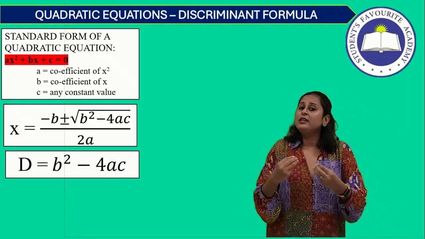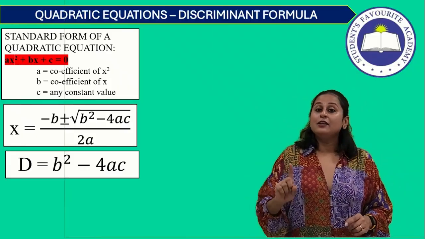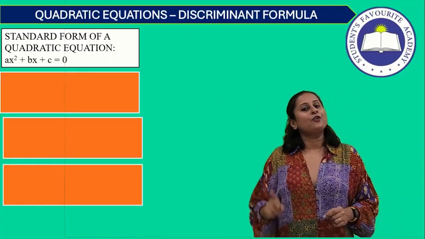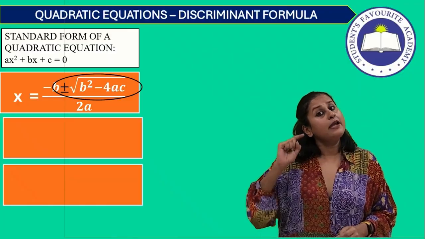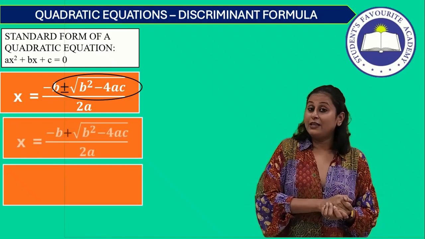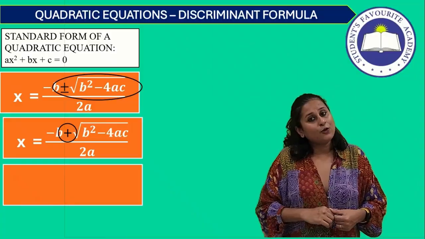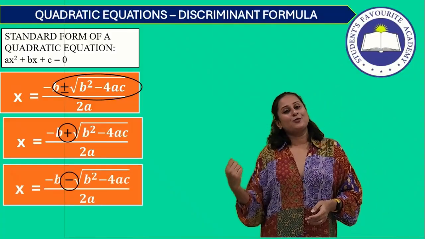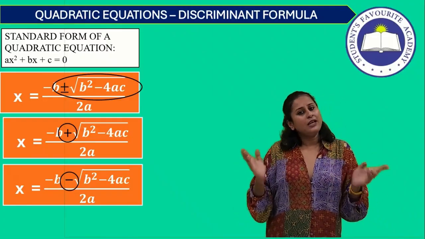Discriminant is the unique value which gives us two roots of the equation, because the equation again, what is it? Minus b plus or minus square root of b square minus 4ac whole upon 2a. So the first root that we get will be minus b plus square root of b square minus 4ac upon 2a, and the second root will be minus b minus square root of b square minus 4ac upon 2a. So there are two unique values.